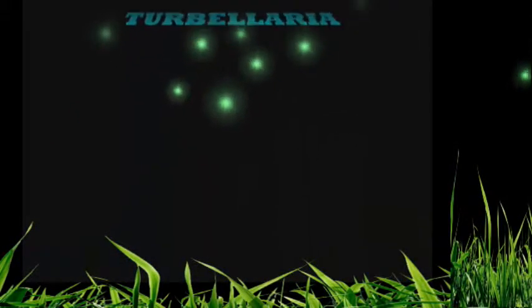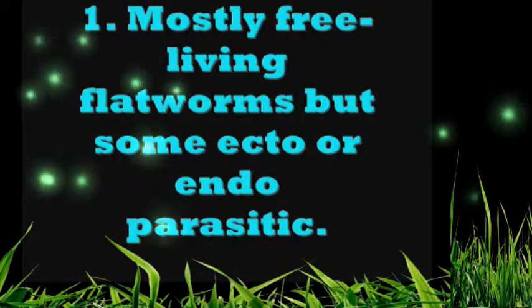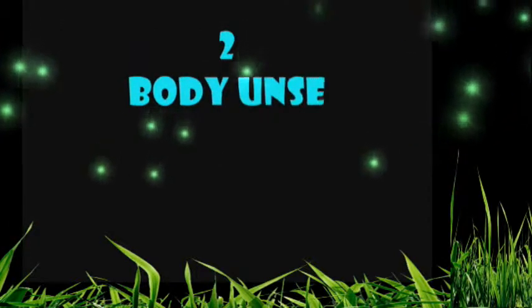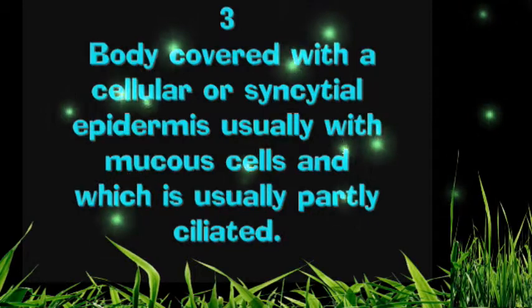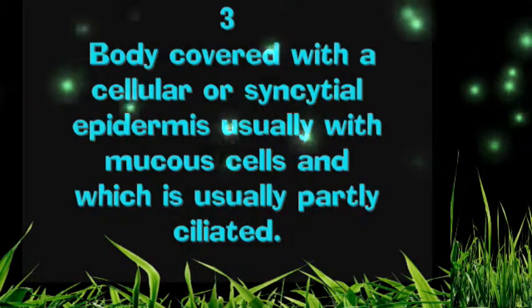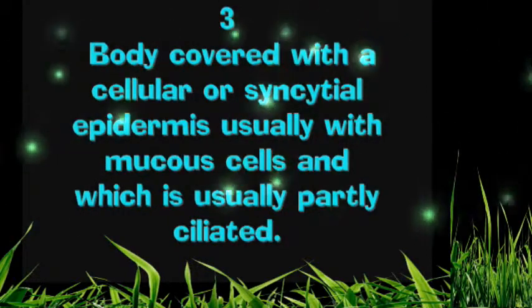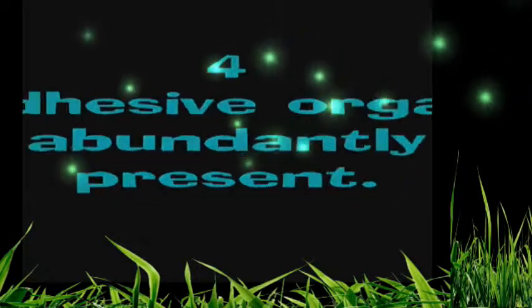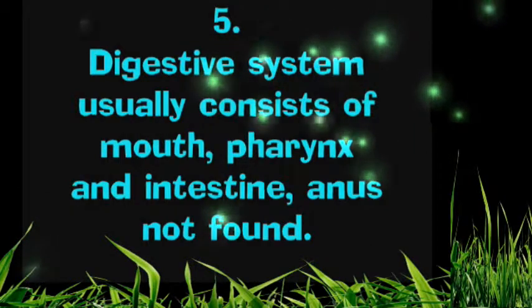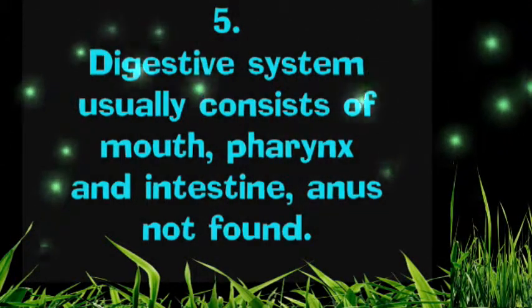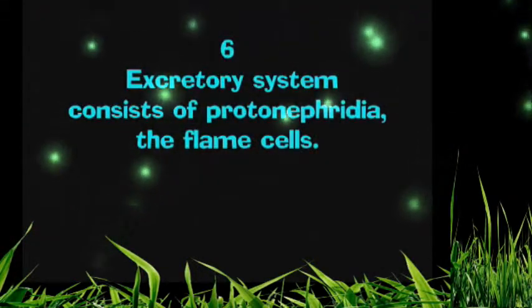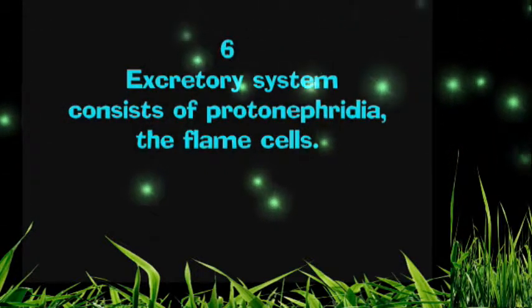Class 1 Turbellaria. 1. Mostly free-living flatworms, but some ecto- or endoparasitic. 2. Body unsegmented. 3. Body covered with the cellular or syncytial epidermis, usually with mucous cells, and which is usually partly ciliated. 4. Adhesive organs abundantly present. 5. Digestive system usually consists of mouth, pharynx and intestine, anus not found. 6. Excretory system consists of protonephridia, the flame cells.